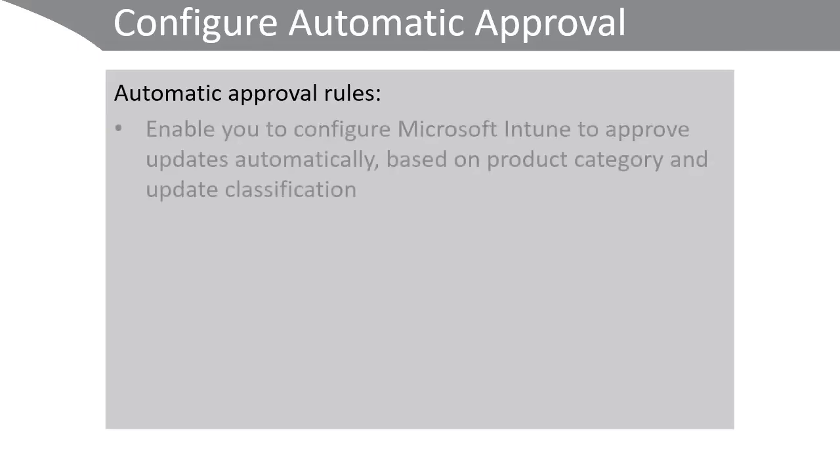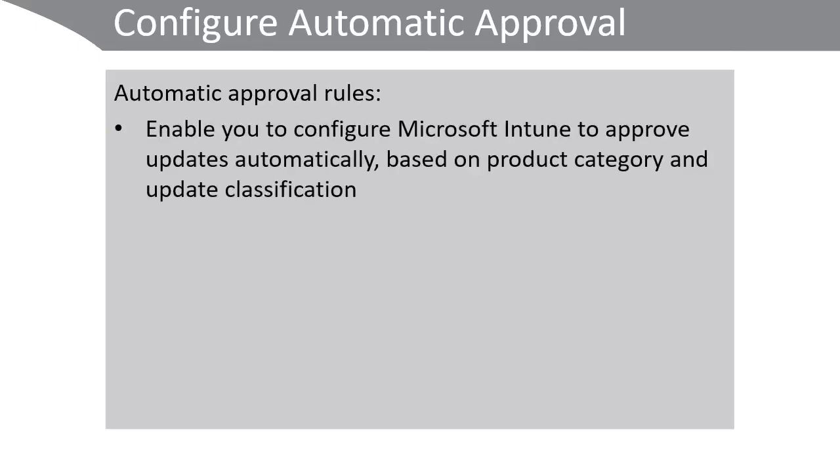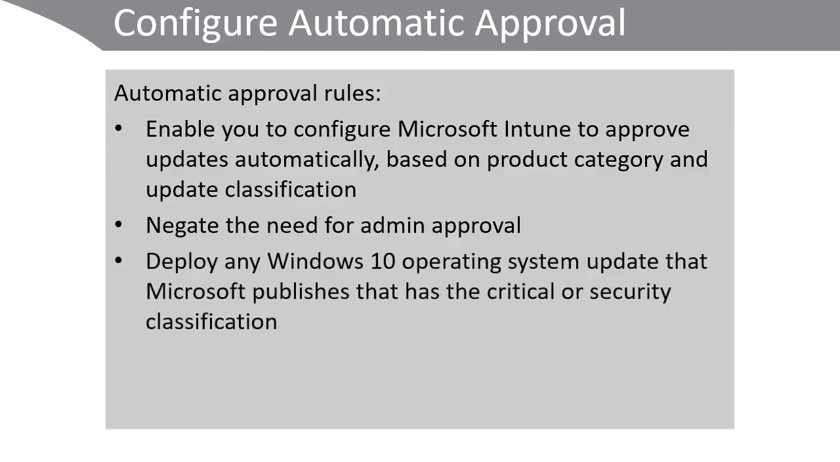You can also configure automatic approval. You do this by creating an automatic approval rule. These enable you to configure Microsoft Intune to approve updates automatically based on product category and update classification. This negates the need for admin approval. It is used to deploy any Windows 10 operating system update that Microsoft publishes that has the critical or security classification.